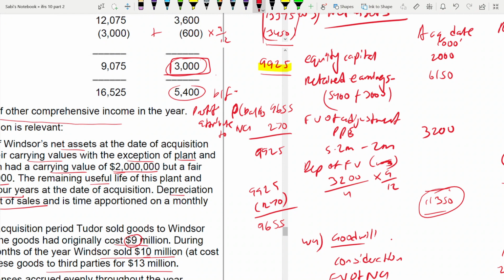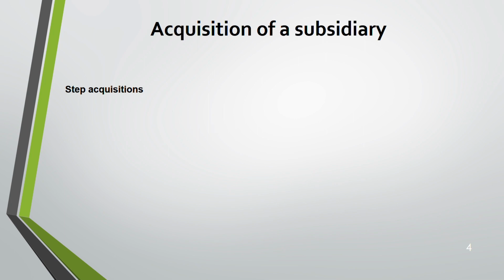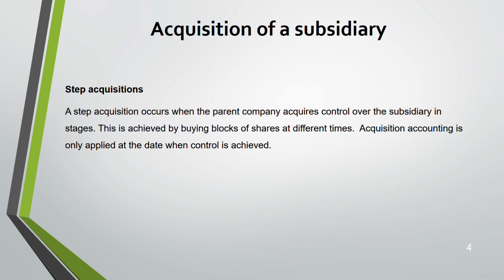So that's it. Now we'll go to the step acquisition. Step acquisition means when you are buying the shares in slugs or in blocks rather than buying it all at once. You are buying the shares at different times, so you're acquiring the control in stages. Let's say you have first bought 40%, then you bought another 30%. So that 40 and 30 becomes 70, giving you control. You understanding?